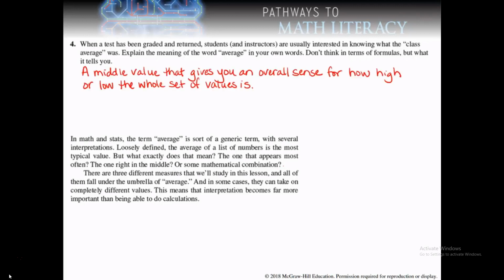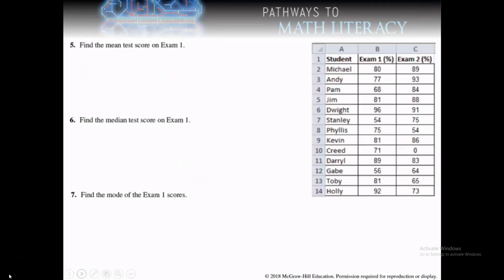So in 5 through 7, we're going to find 3 different types of average for this list of exam scores. We'll be looking at exam 1. So in number 5, we're going to find the mean test score. Well, the first step for finding a mean is to take all of those test scores and add them up. And in this case, that total comes out to 1001. And then you take that total and divide it by how many scores there were, in this case 13. And that comes out to a mean score of 77% on the test.